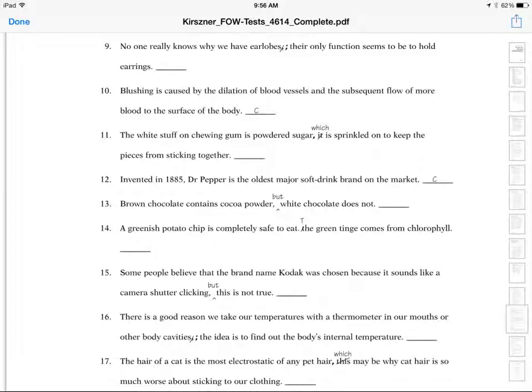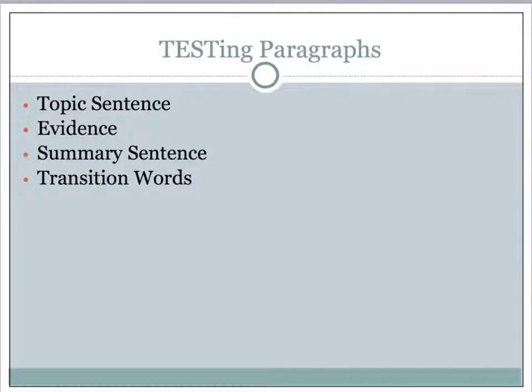Our final topic, testing paragraphs. Remember that when you write effective paragraphs, you have a topic sentence that lists both the topic and either what's called the controlling idea or the main idea of the paragraph. You have to provide evidence to support your topic statement. You need a summary sentence to wrap up the paragraph. And then you also need transition words to explain to your reader where you're going with your ideas.